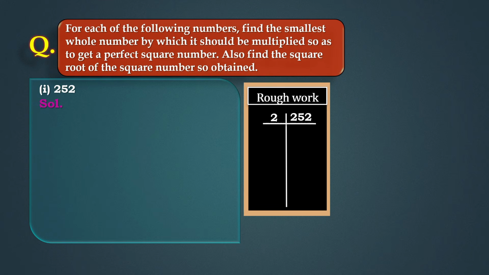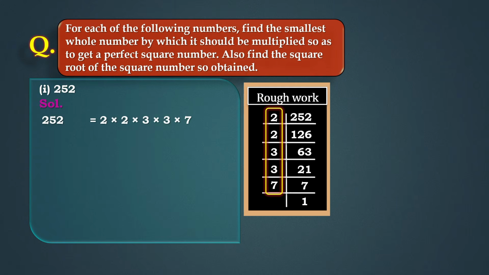252 divided by 2 gives 126. 126 divided by 2 gives 63. Now divide by 3. 63 divided by 3 gives 21. 21 divided by 3 gives 7. Finally, divide by 7. 7 divided by 7 gives 1. So, we can write 252 as 2 multiplied by 2, multiplied by 3, multiplied by 3, multiplied by 7.